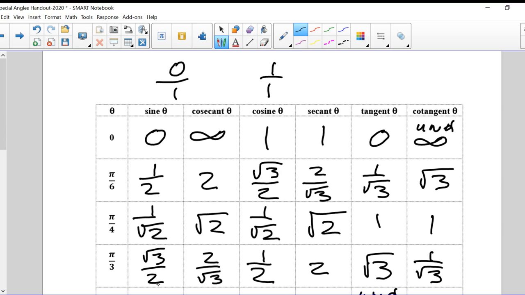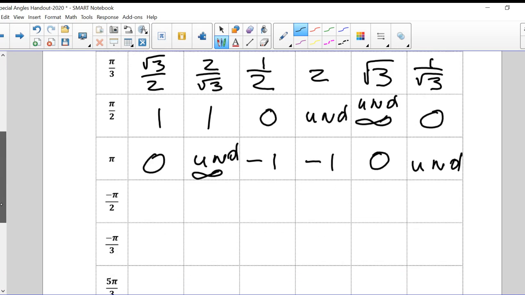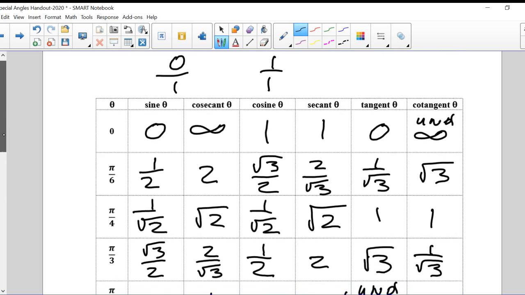All I'm doing is just flipping over each one of the answers that I had for the primary ratio. So instead of root 3 over 2, it's now 2 over root 3. Instead of 1 over 2, it's now 2. Instead of root 3, it's 1 over root 3. Okay? Let me pause there for a second and make sure everybody is on the same page with me. So we've almost filled in this whole chart, but there's some other stuff we need to talk about, which I'm going to get to in just a minute, right?